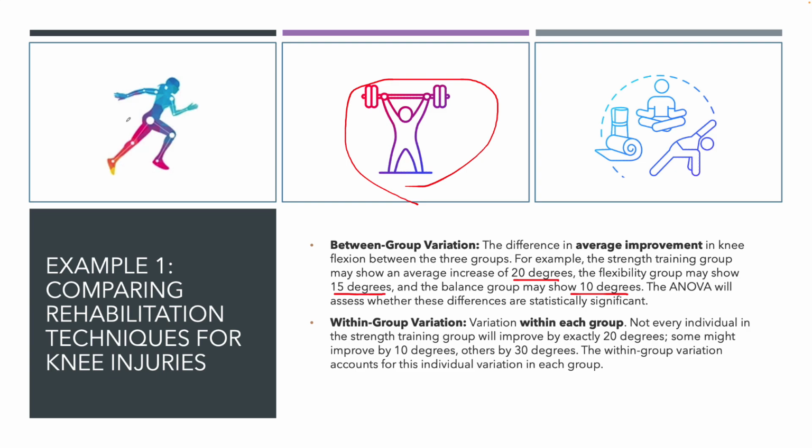Now within group, that's looking at all the people within this group, all the people within this group, and all the people within this group. And not every individual in the strength training group will improve by exactly 20 degrees. Some might improve by 10, others might improve by 30. The within group variation accounts for individual variation within the group.